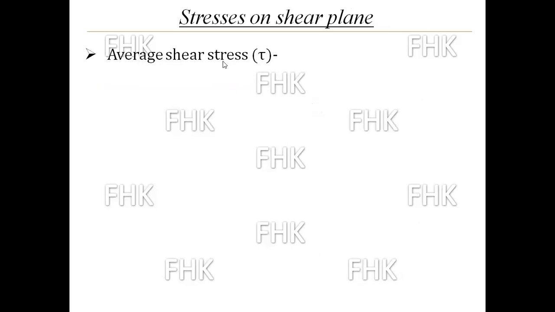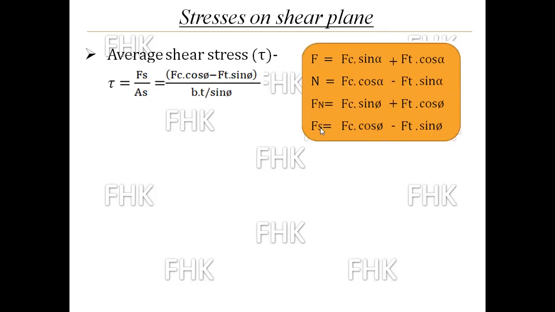So the average shear stress, we learned the formula for stress: it is load upon area, or force upon area. Which force do we have to consider? The force is Fs, the force along the shear plane, divided by the area of the shear plane. That is the average shear stress, which is denoted by the Greek letter tau. So tau is equal to Fs upon As. In that, Fs we learned is equal to Fc into cos phi minus Ft into sin phi.